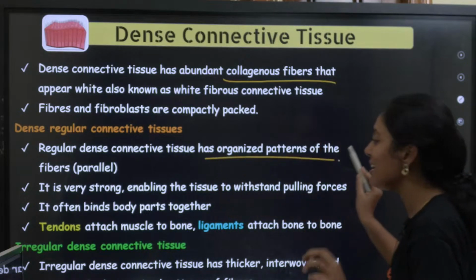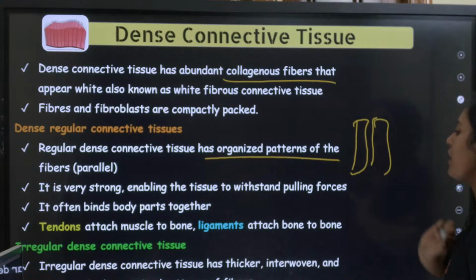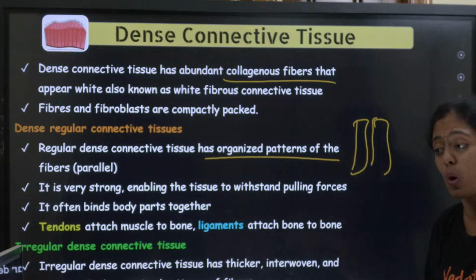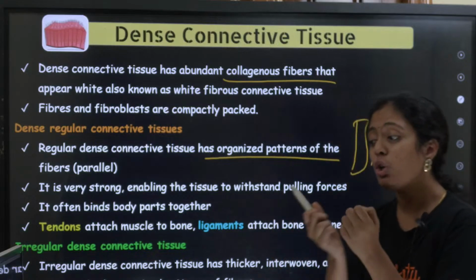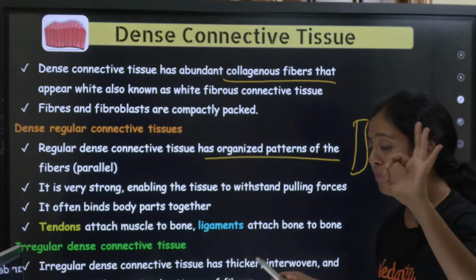It has an organized pattern. So if there is a connective tissue here, it will be properly organized next to it. It is very strong, enabling the tissue to withstand the pulling force. Okay, and where are they present?